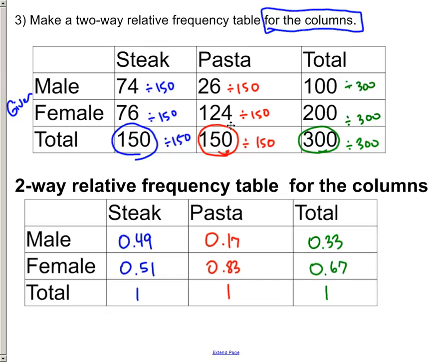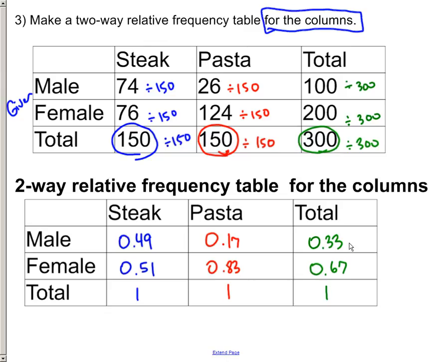Now over here on pasta, you had a lot more females that were liking pasta according to the survey, but you did have 26 men there. If you take 26 and divide it by 150, you get 0.17, and we had to round. That means that 17% of the people that like pasta were males, and 83% of the people that chose pasta were females. So, again, 0.17 and 0.83 equals 1. So this is your total here.